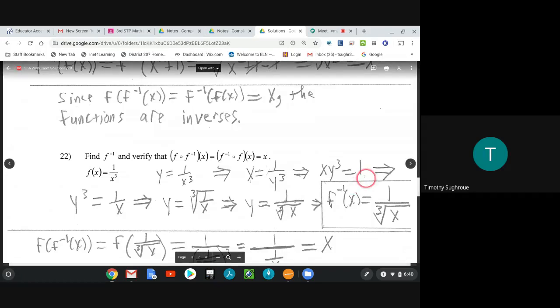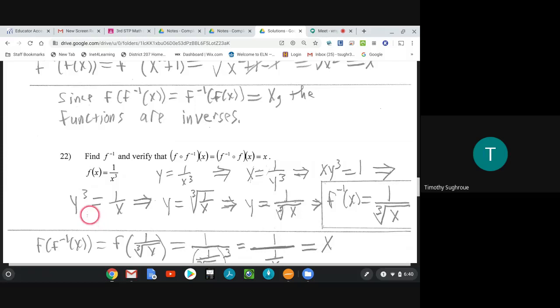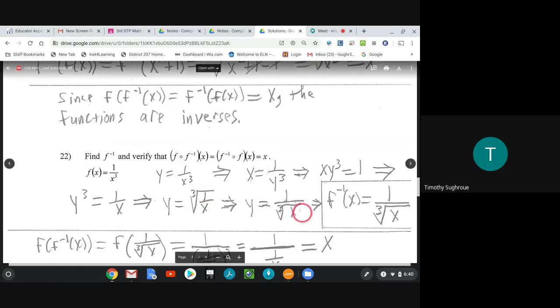Divide by x, because I'm trying to isolate y. Divide by x, we get this. Take the cube root. Well, the cube root of 1 is 1. 1 times 1 times 1 is 1. Over the cube root of x. That's my inverse function. 1 over the cube root of x.